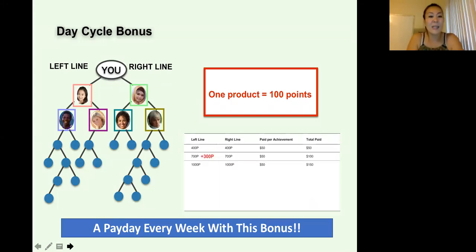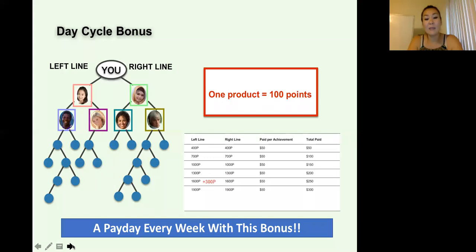And then the next is 300 points. So if you have 3 more people, 10 people in total on the left side and then right side buying 1 product every month, you will see 1,000 points generated from the left side and the right side, and you get another $50. That means when you have 10 and 10 on the right side and left side buying 1 product, you will be receiving 50 times 3, which is $150 per month.